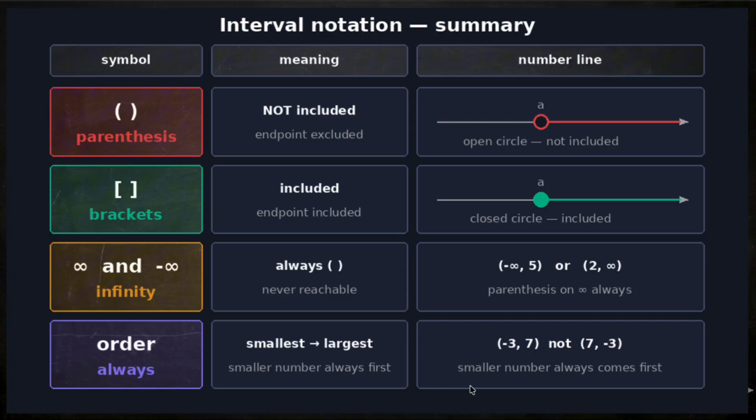Okay, let's summarize everything. Interval notation, remember that parentheses means not included. Also, open circle means not included. Bracket means included. Closed circle means included. Infinity, both positive and negative infinity, always gets parentheses because they're never included. And we always go from smallest to largest or from left to right.